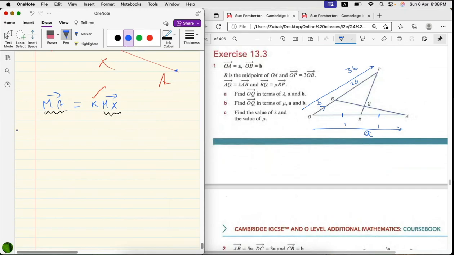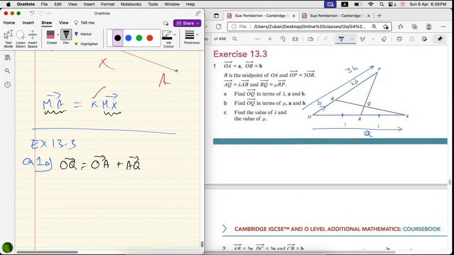Okay, now I'm looking at the diagram. This is exercise 13.3, question 1, A part. It says find OQ. When I'm looking at diagram, I'm taking this path OA plus AQ. So OA is clearly A and AQ, that's given in question that it's lambda AB.